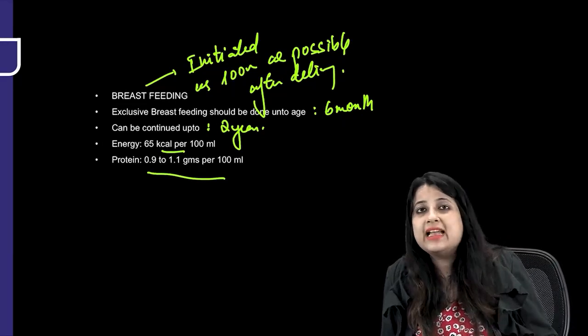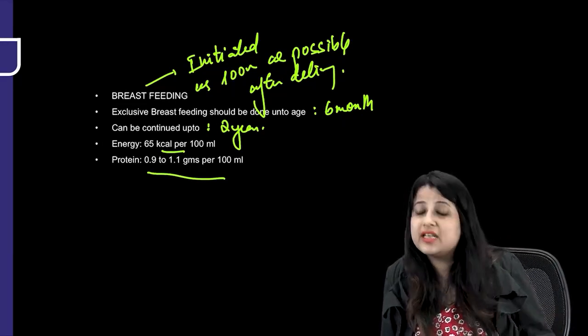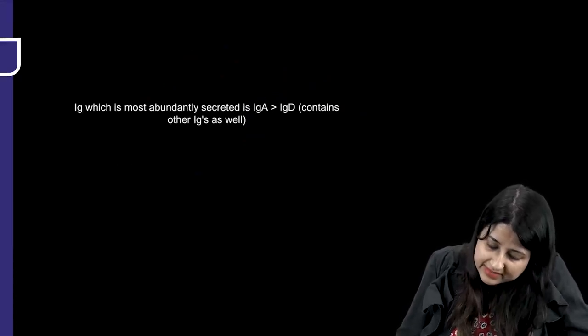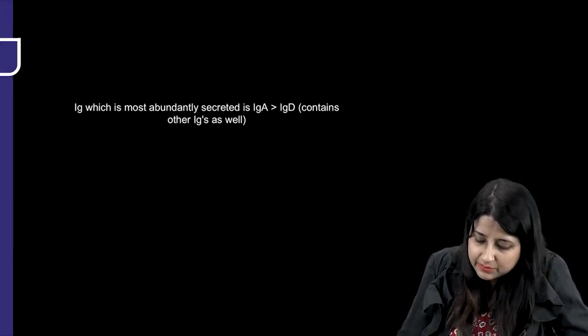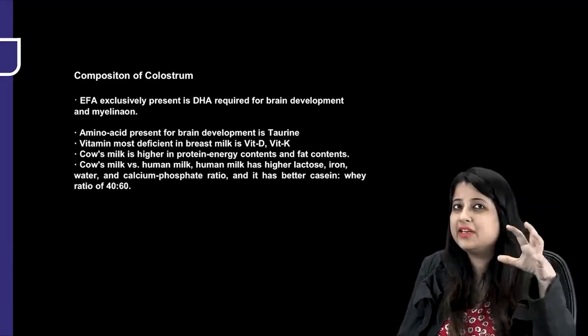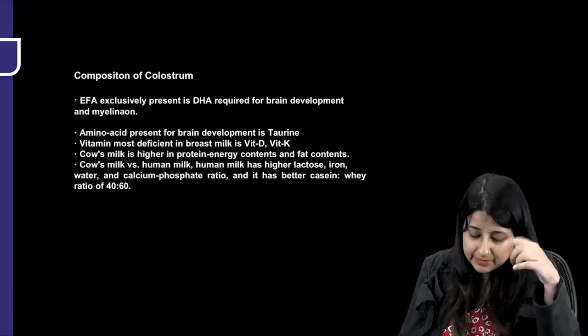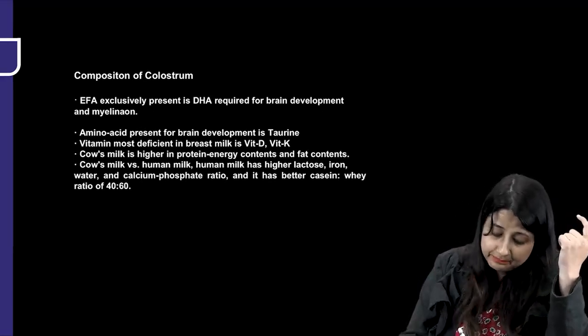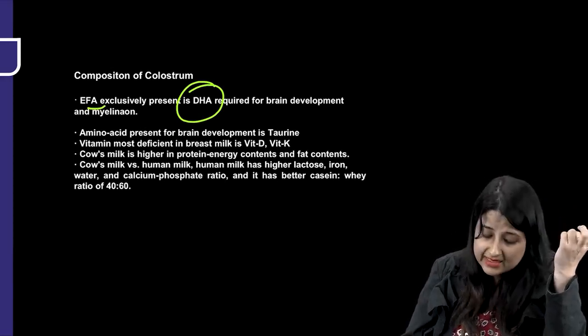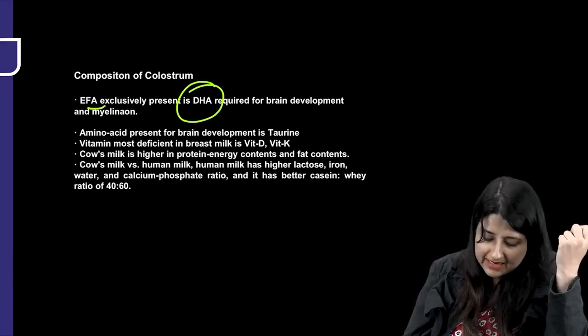Although it might have less iron and calcium, the bioavailability of all that is much more. The immunoglobulin which is most abundantly secreted is IgA. It is rich in immunoglobulin. Colostrum, you should never discard it, because the early 3 days milk is not that fatty, but it has something very important, docosahexaenoic acid, required for brain development and myelination.